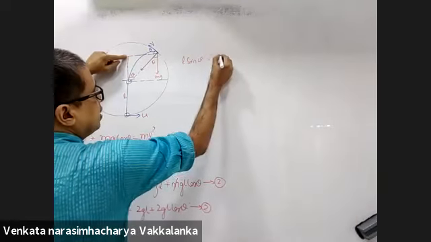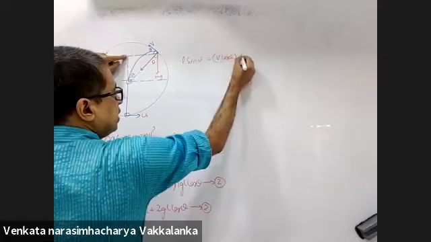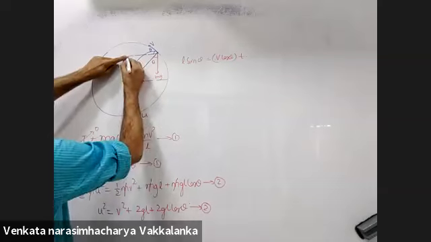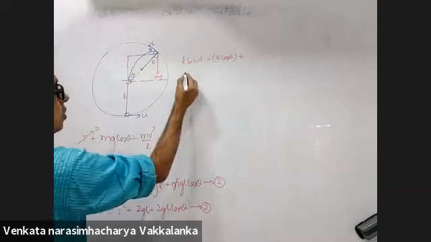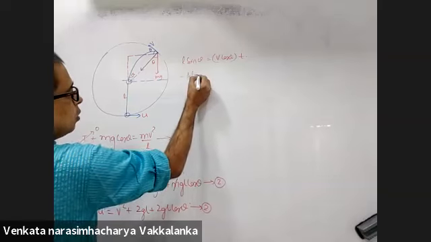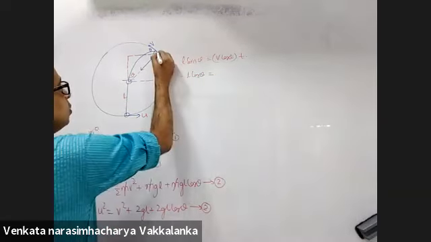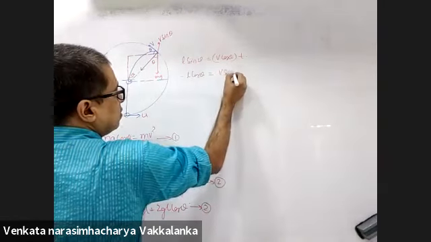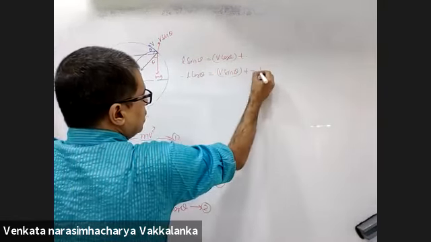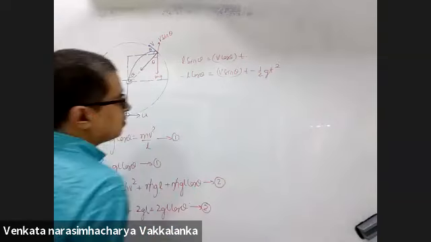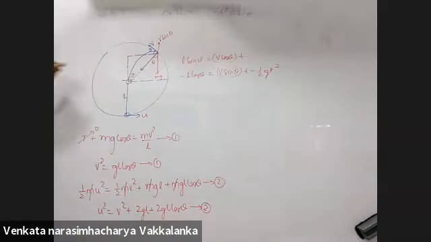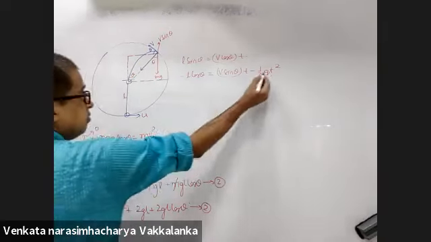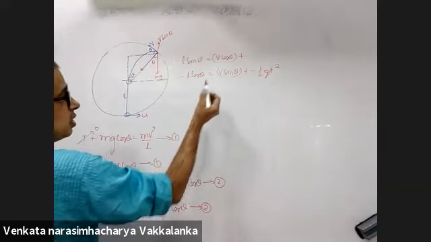L sin theta is v cos theta into t. Horizontal direction, there is no acceleration. It covers a vertical displacement of this. That will be minus L cos theta is equal to v sin theta into t minus half gt square. Why did you take L cos theta negative? From here it's in the downward direction. Why g negative? It's in the downward direction.